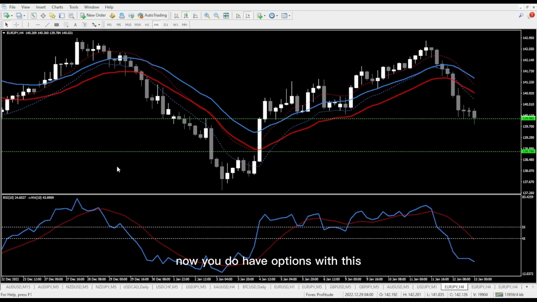Now, you do have options with this. It's not written in stone. When it comes to a lot of trades, I do like to go for the 2-to-1s, especially if I get an instance like this where I'm using the 20 EMA and I can make my stop loss a little bit smaller.